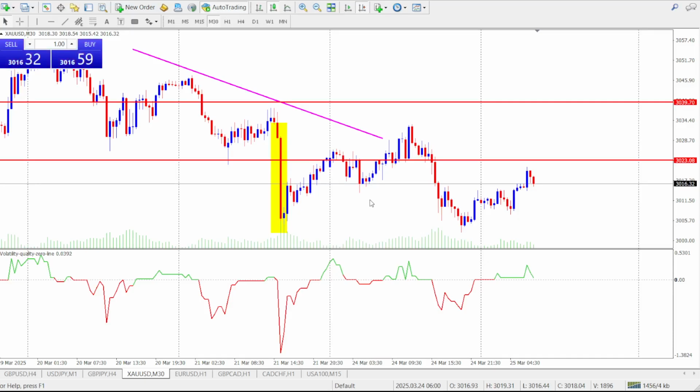So the volatility quality zero line indicator is quite an effective tool for traders who want clear trend direction and volatility insights. If you are looking for an indicator that combines trend confirmation and market strength, this is a great choice.